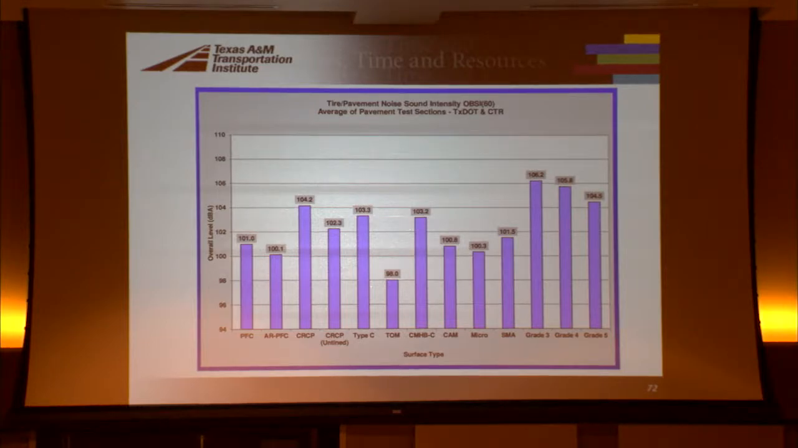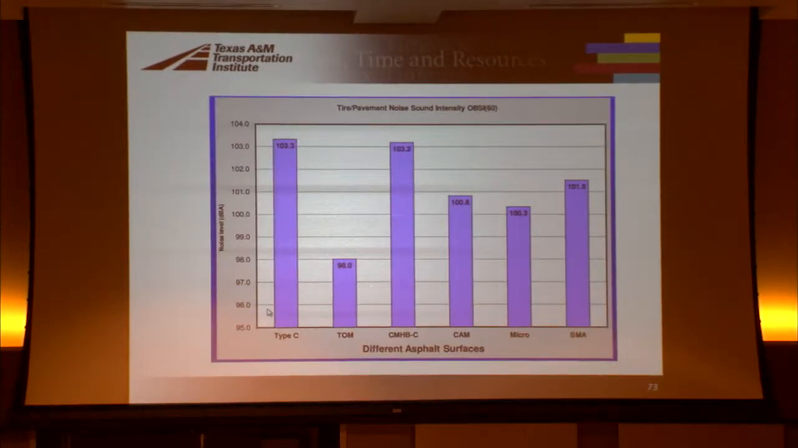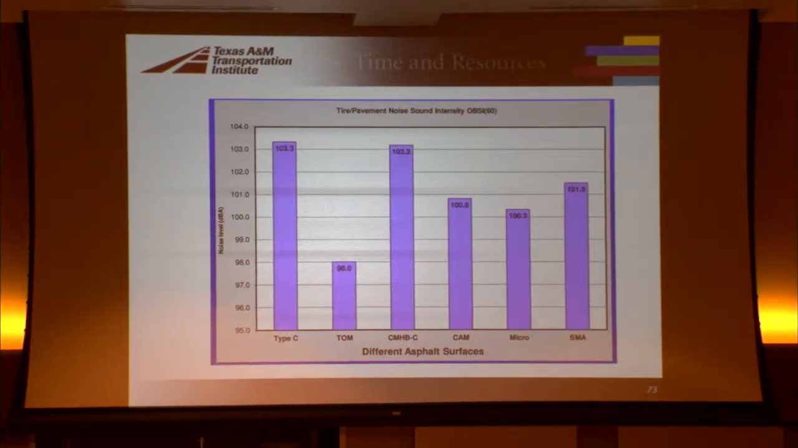This is another graph in terms of how quiet they are. The thin overlay mixes, we got a dBA level of 98. SMAs were a little more noisy. Obviously, the seal coats tend to be noisier, but you can see the TOMs have stood out, and asphalt rubber as well has stood out in terms of noise. My feeling is that the TOMs have probably better noise reduction properties. They probably keep their noise reduction properties over time a little better.